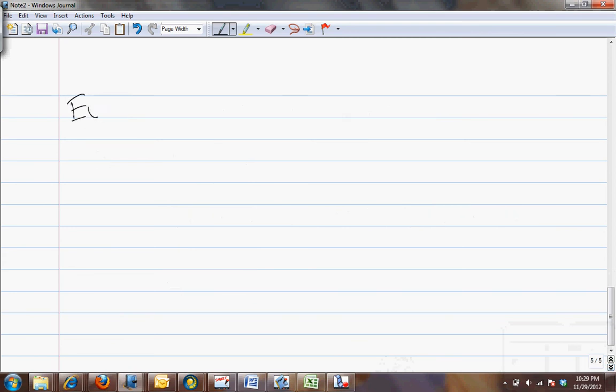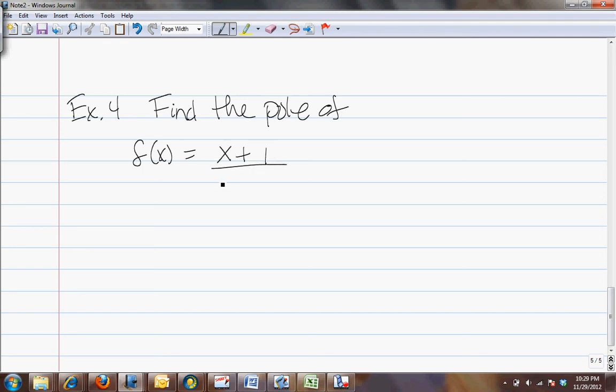So for example 4, let's hope we're actually on example 4, if not, we are now. Let's find the pole of this function. All right. So if we want to find the pole, that means we want to figure out when the denominator has a 0 that the numerator doesn't have. So first things first, let's set the denominator equal to 0 and solve.